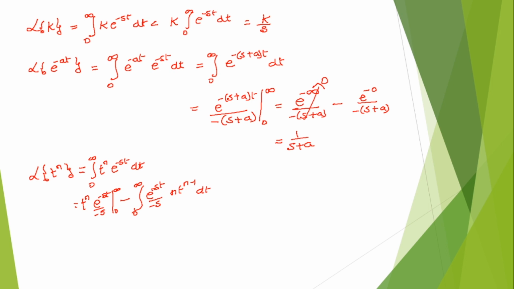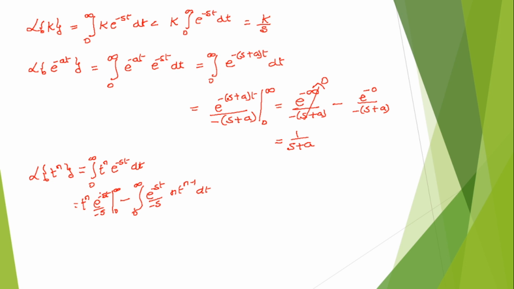The integral of e to the power minus st is e to the power minus st by minus s. The integral of the derivative of t to the power n is n t to the power n minus 1 dt. Once again, this is the product rule. Okay. Now what happens to this?